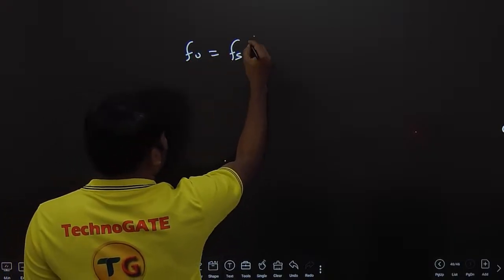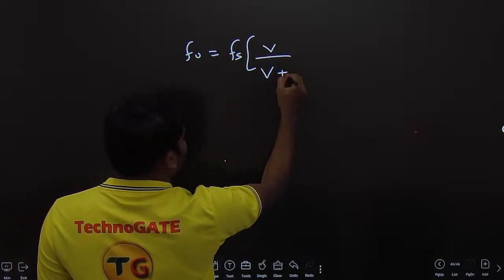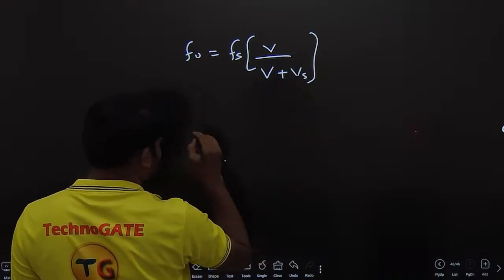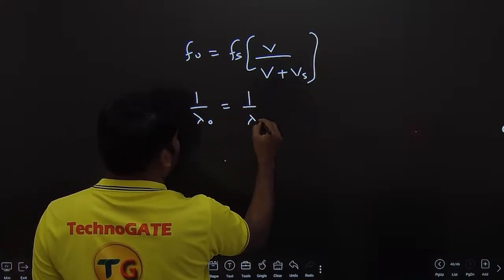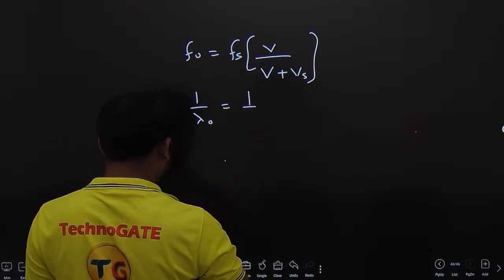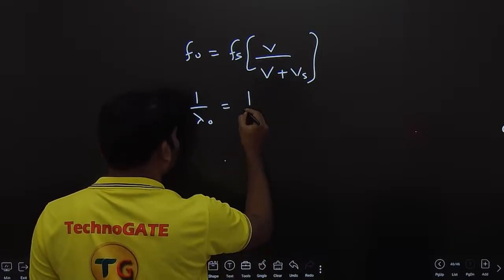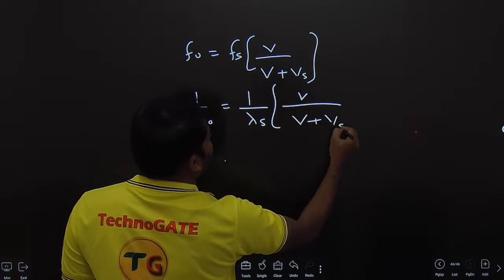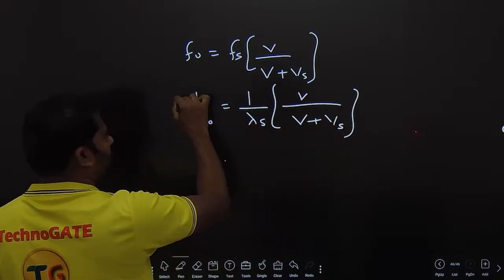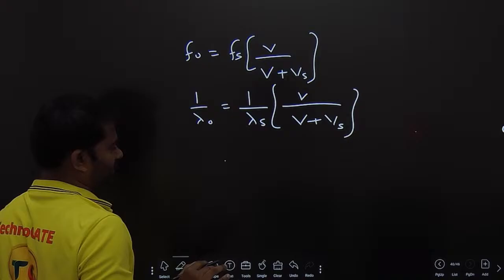Frequency of observer is equal to frequency like this. Frequency is inversely proportional to wavelength, so 1/lambda naught is equal to 1/lambda s times v by v plus vs. Here whatever is constant will cancel out. That's how we can take it.